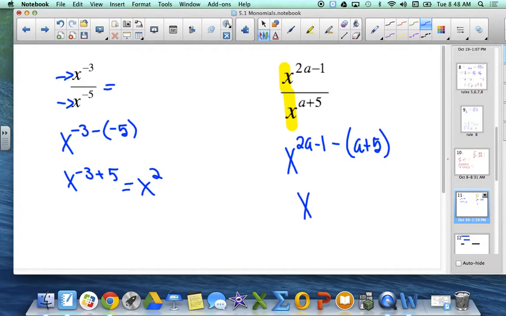So we have x to the 2a minus 1 minus a minus 5. Everybody still with me? So 2a minus 1a is how many a's? 1a. Minus 1 minus 5 is minus 6. So the answer is x raised to the a minus 6. Okay?